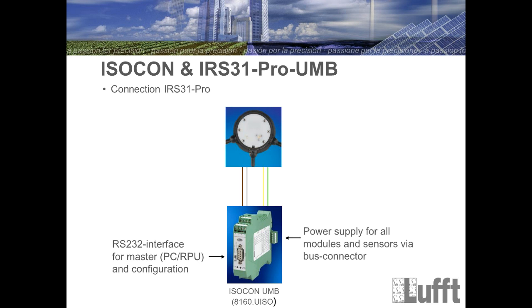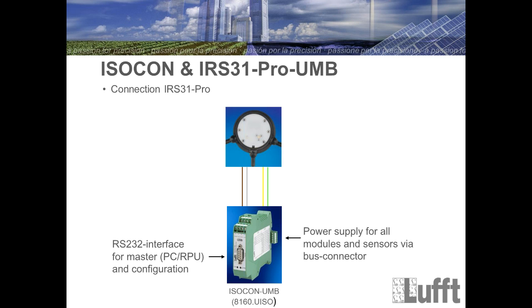So the connection of the sensor is like this. You need to connect the IRS, for example the IRS31 Pro, with the 4 wires, with the standard wires: brown for plus 12 volt, white for ground, yellow for B, and green for A. And then you connect it to the ISOCON. The ISOCON needs to be powered up with a power supply, and then you will be able to connect directly with a standard RS-232 cable from the ISOCON to the laptop. And now, after that, you will be able to configure the sensor with the UMB config tool, and I will show you that now.